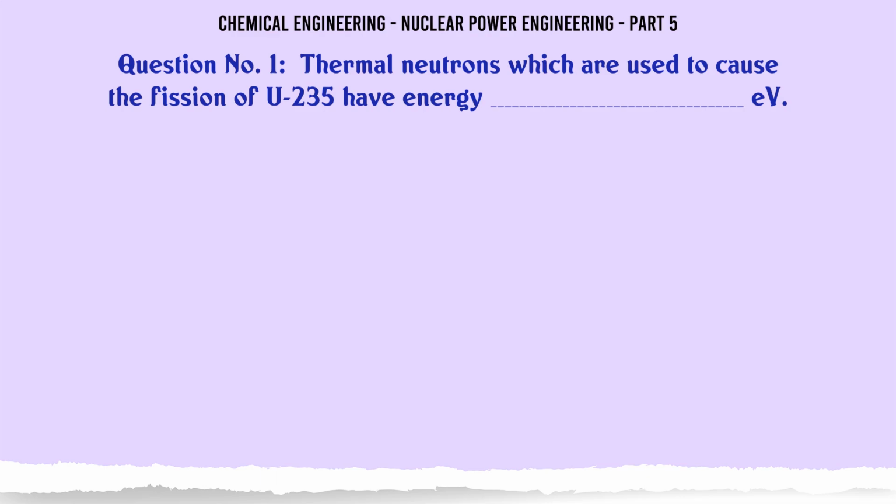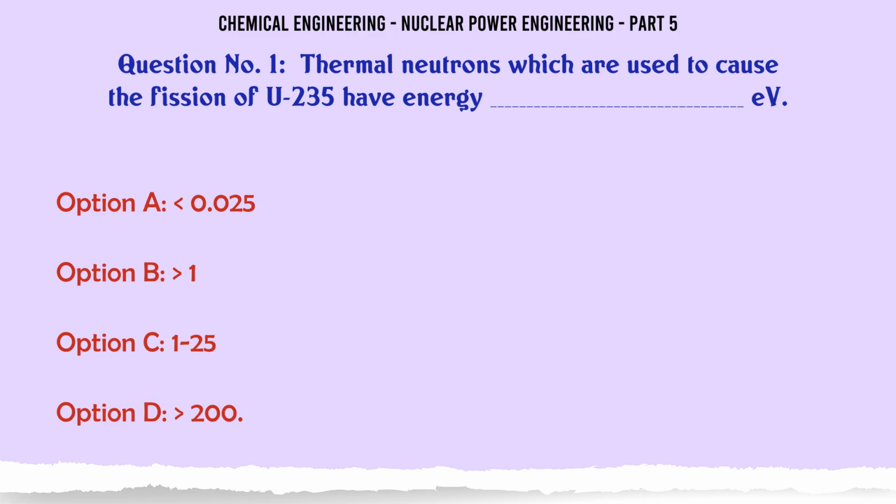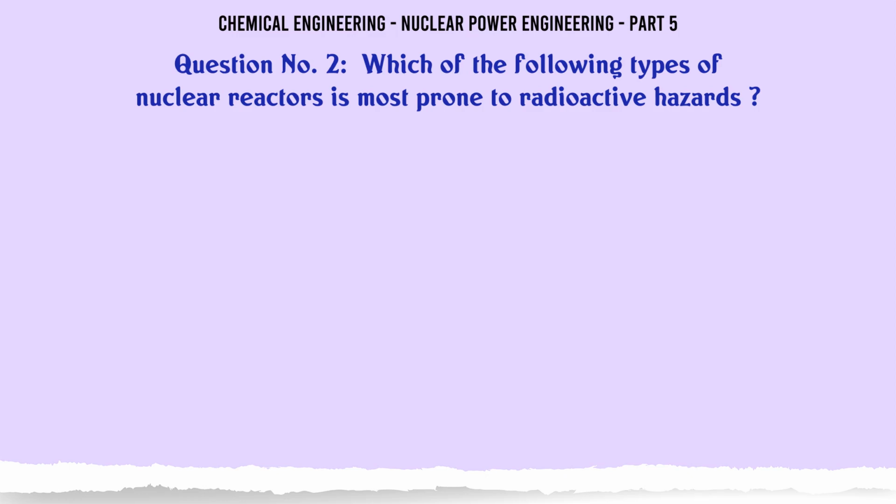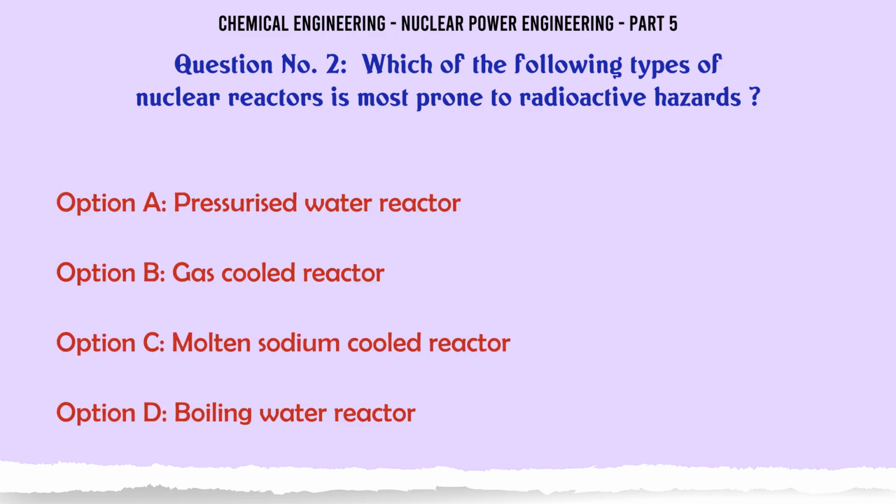Thermal neutrons, which are used to cause the fission of U-235, have energy in eV: A, 0.025; B, 1; C, 125; D, 200. The correct answer is 0.025.